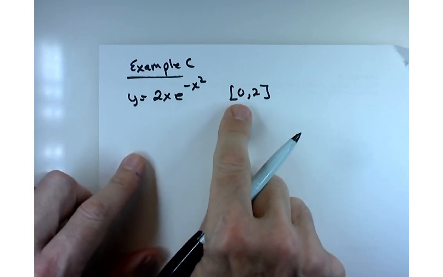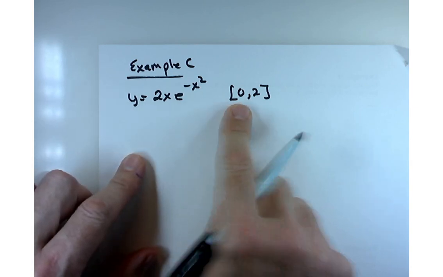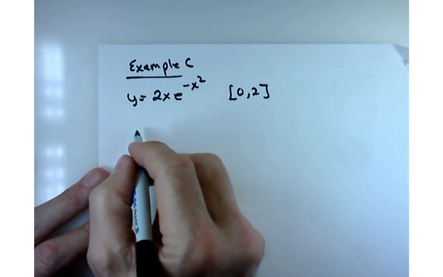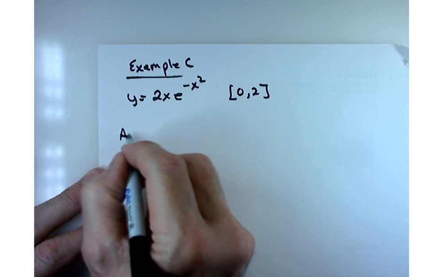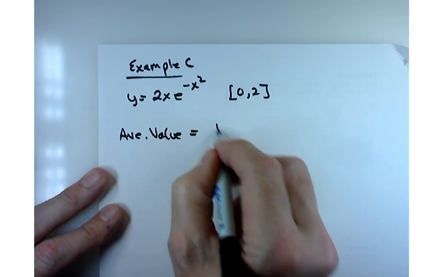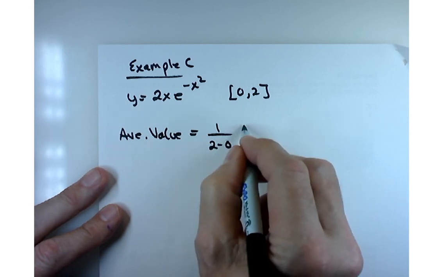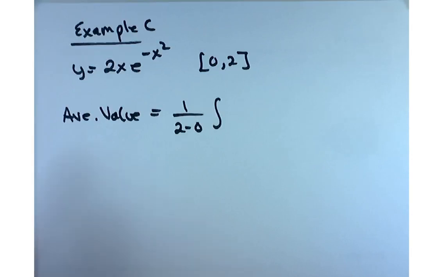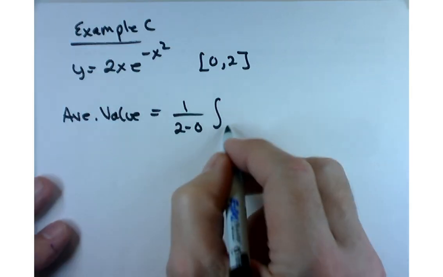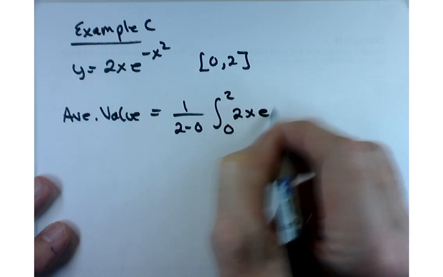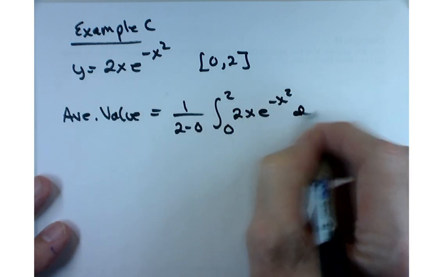Now, not everything has to start at an interval of 0 to something. It could be 1 to 6, could be whatever. But in this case, the average value can equal 1 over 2 minus 0. And I'm only putting in that minus 0 here to remind you that it's the length of the interval. The integral from 0 to 2 of 2x e to the negative x squared dx.